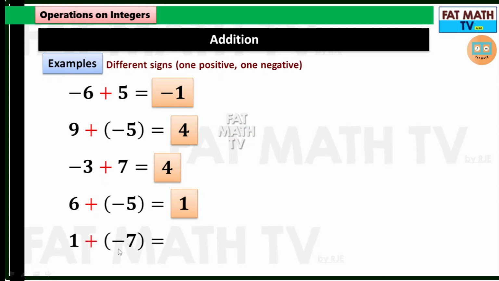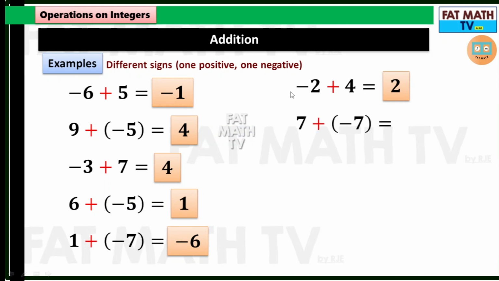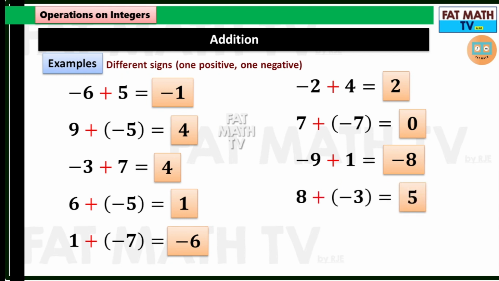1 plus negative 7. So you have to subtract. 7 minus 1 is 6. 7 is bigger than 1, so copy the sign of 7. Negative 2 plus 4, so 4 minus 2 is 2. Copy the sign of 4 because 4 is bigger than 2. 7 plus negative 7, you have to subtract. That is 0. 0 is neither positive nor negative, so just write 0. Negative 9 plus 1 is negative 8. 8 plus negative 3 is positive 5. Negative 5 plus 5 is also 0.